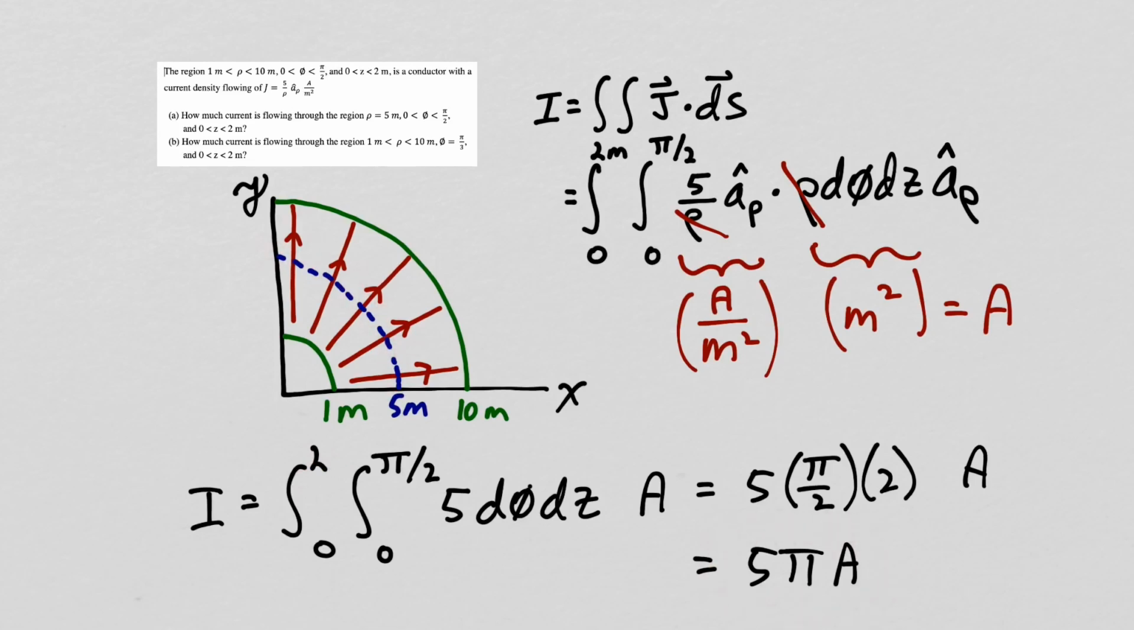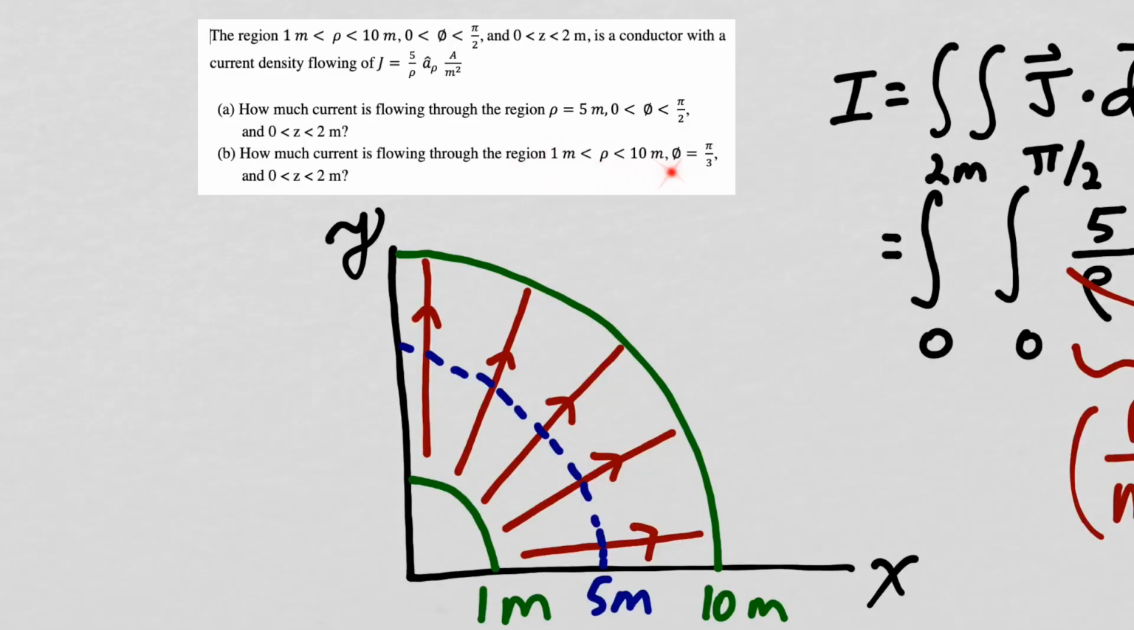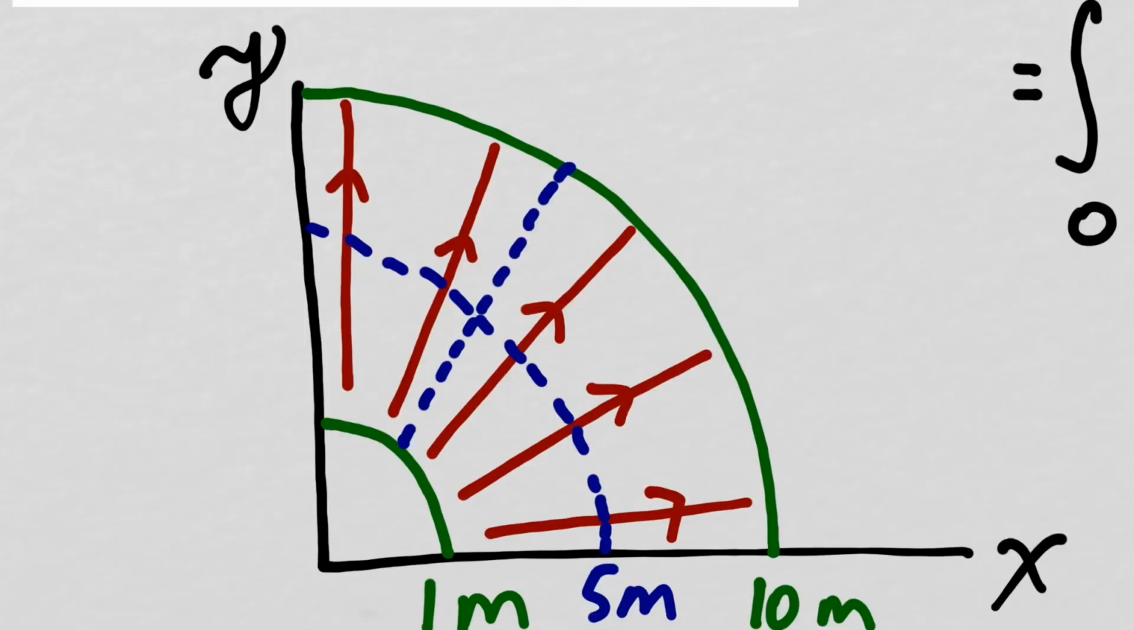Now let's look at our second surface. It extends from rho equals 1 to 10 meters. Phi is constant at pi over 3. So pi over 3 would be this surface right here, extending from rho equals 1 to 10 meters, and z extends from 0 to 2 meters. So for this surface, the surface normal is in the a sub phi direction, and the current is flowing in the a sub rho direction. So no current flows through this surface.